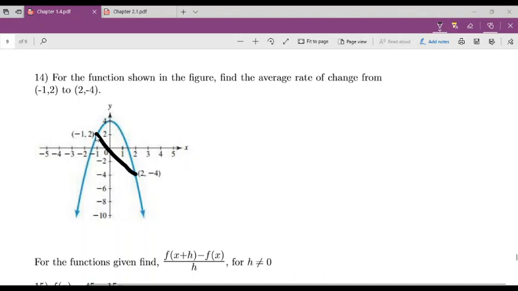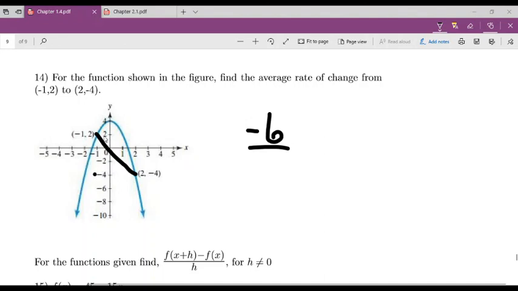We're going to rise, 1 or -2 down, -4, -6. So we're dropping here. We're dropping vertically 6 units. So our rise is -6. And that puts us here, and then we're going to run.